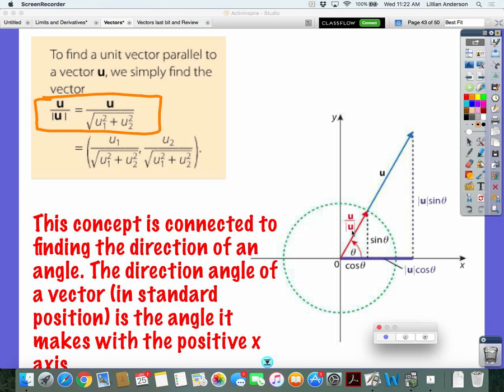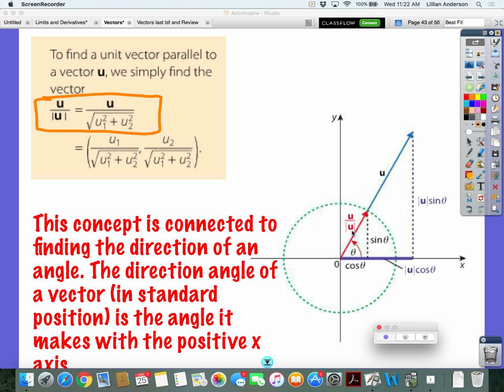So that's one way you can check, if it ever asks you to find a unit vector and you want to check your work to make sure you did it correctly, just find the magnitude of your unit vector and see if it does indeed equal 1. If it does, you did good, okay? Now, within your unit circle, we always know that x is our cosine and y is our sine. Tangent would be what? Y over x, or sine over cosine.